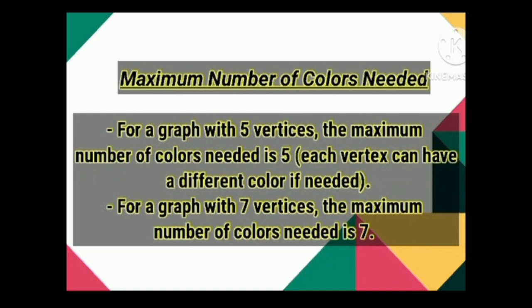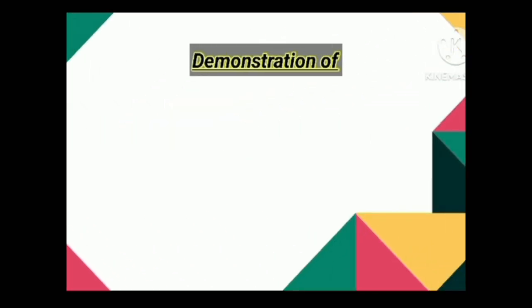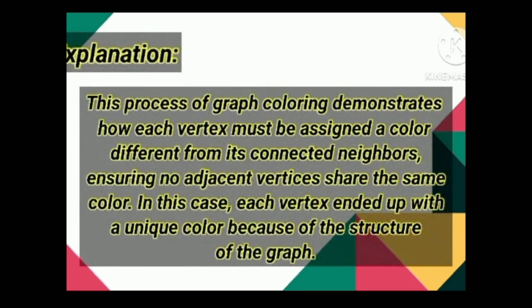The maximum number of colors needed for a graph equals the number of its vertices, but typically fewer colors are required based on the graph structure. In this example, the minimum number of colors needed to color the vertices according to the rules of graph coloring is 5, with each vertex having its own color. This process of graph coloring demonstrates how each vertex must be assigned a color different from its connected neighbors, ensuring no adjacent vertices share the same color. In this case, each vertex ended up with a unique color because of the structure of the graph.